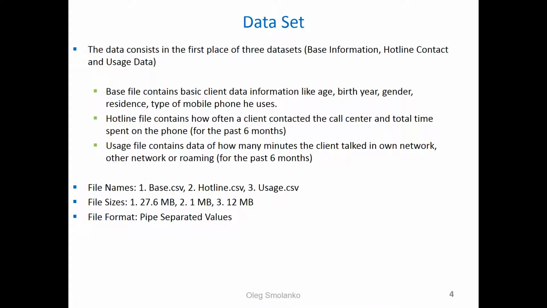To start with, I didn't have a full dataset, but it came with 3 different ones: base information, hotline contact information, and the usage data of the client. The base file consists of base information like age or birth year. The hotline file contains contact information with the call center, and the usage file contains information on how many minutes the client talked in his own or other networks. All file formats were pipe separated.